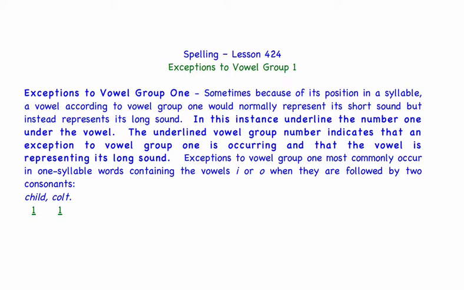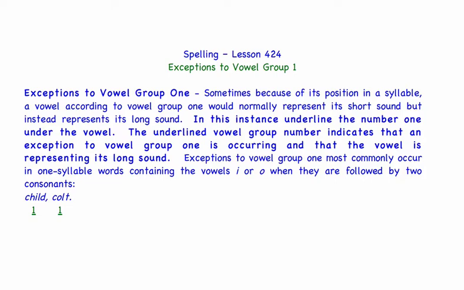Sometimes, because of its position in a syllable, a vowel according to vowel group 1 would normally represent its short sound, but instead represents its long sound. In this instance, underline the number 1 under the vowel. The underlined vowel group number indicates that an exception to vowel group 1 is occurring and that the vowel is representing its long sound. Exceptions to vowel group 1 most commonly occur in one-syllable words containing the vowels I or O when they are followed by two consonants.